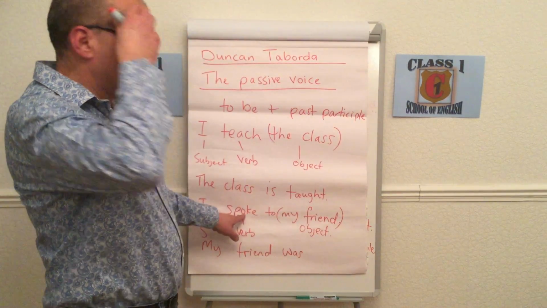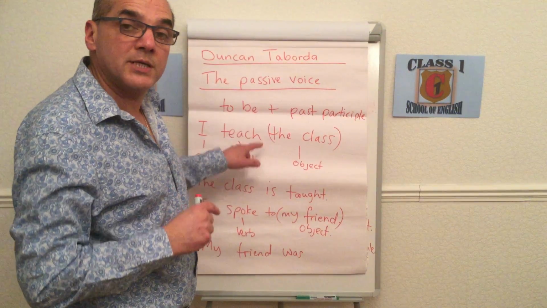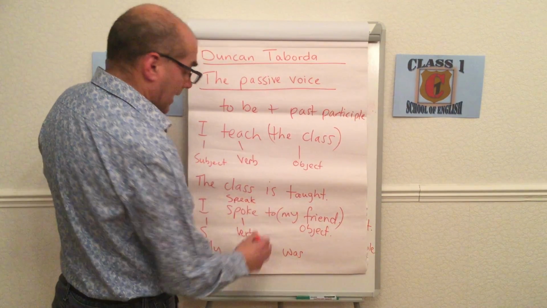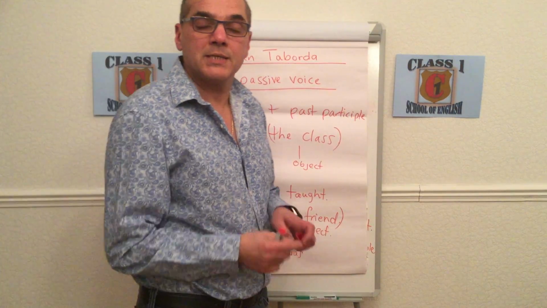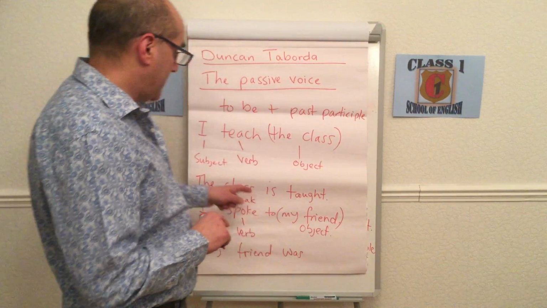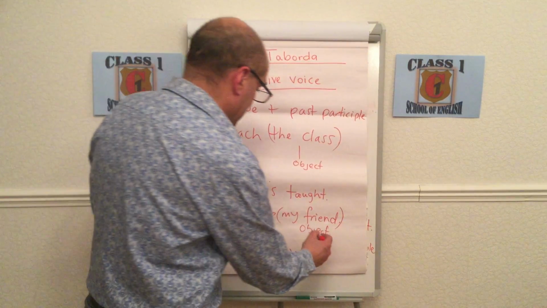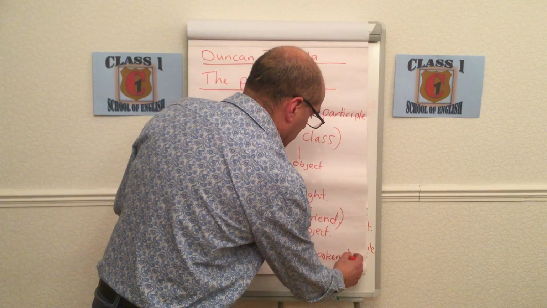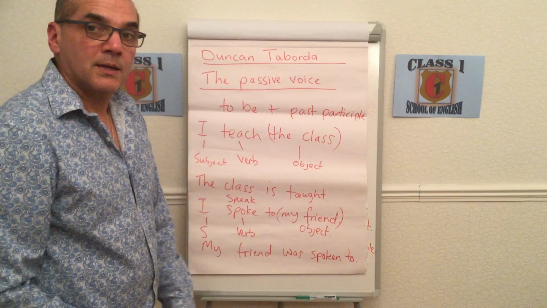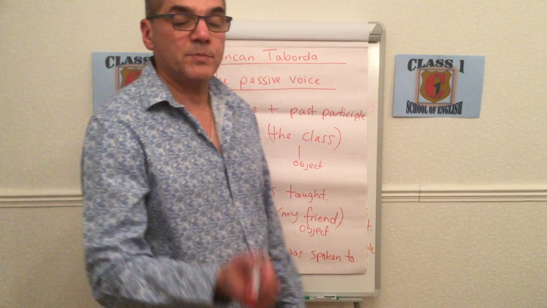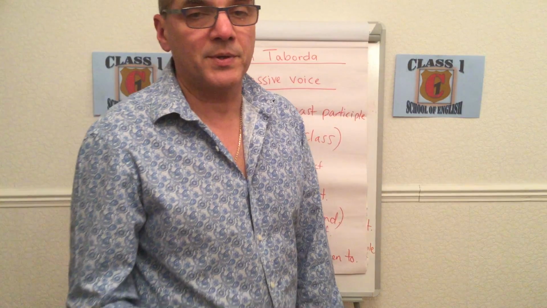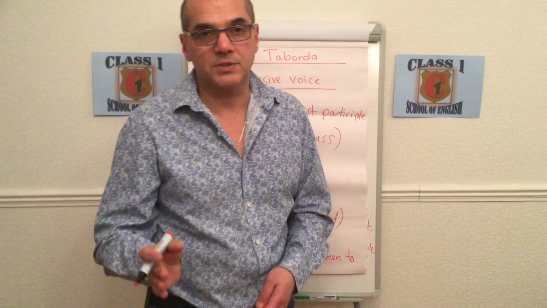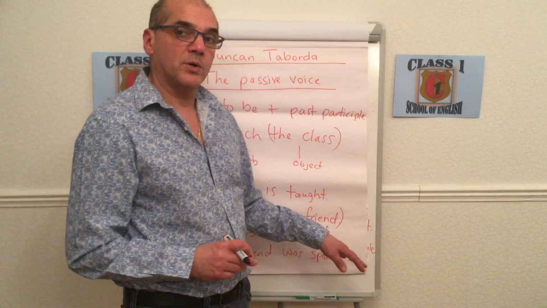Now I need the past participle of the original verb, which is to speak. And the past participle, which will be on this list once you download it, the past participle of speak is spoken. And then I'm going to put to at the end. My friend was spoken to. I'm not interested in letting people know that it was by me, but as I said before, I can put that there. It's not important. My friend was spoken to.